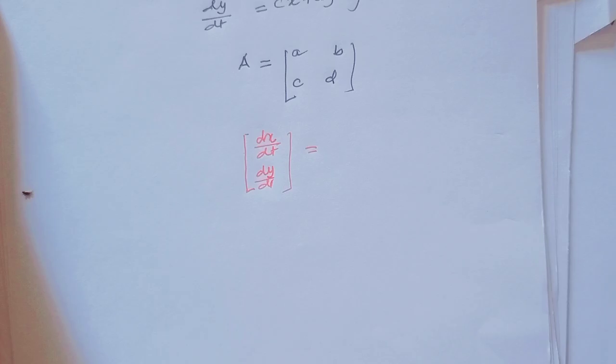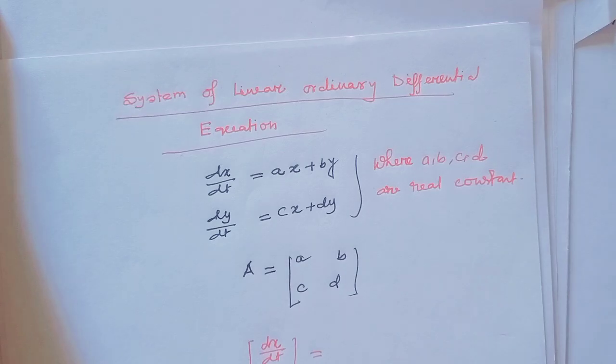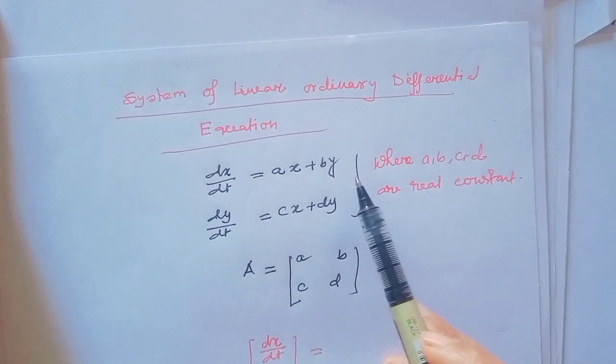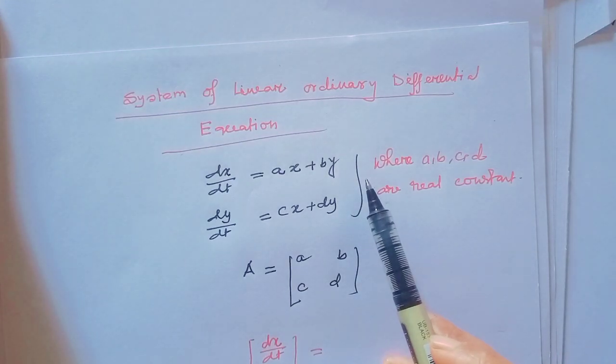Okay? Today, I will discuss the system of linear differential equations. This is today's goal of this lecture. What does a system of linear differential equations look like? dx/dt equal to ax plus by and dy/dt equal to cx plus dy, where a, b, c, d are real constants. This is what a system of linear differential equations looks like.